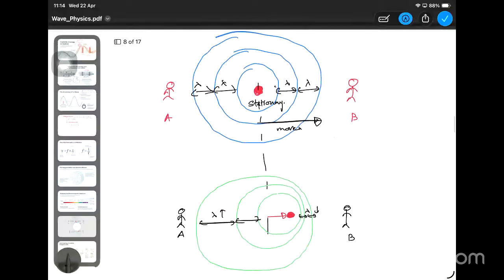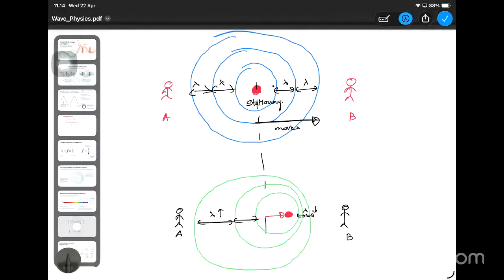So for these two situations, we are using V equals F lambda always, right? So if we use V equals F lambda here, lambda same, V same. So therefore frequency will be same. And for this one also V equals F lambda, lambda same value, V is the same value. So therefore frequency same. Why did I take V to be same?